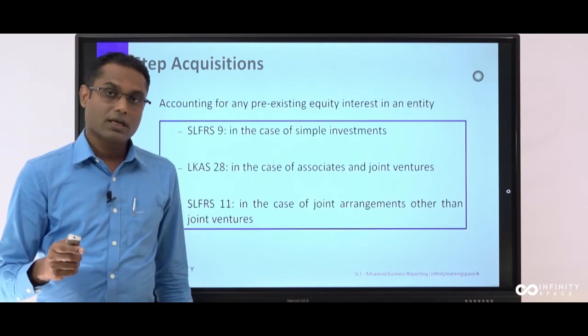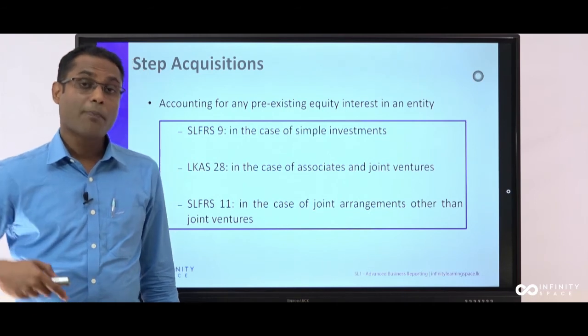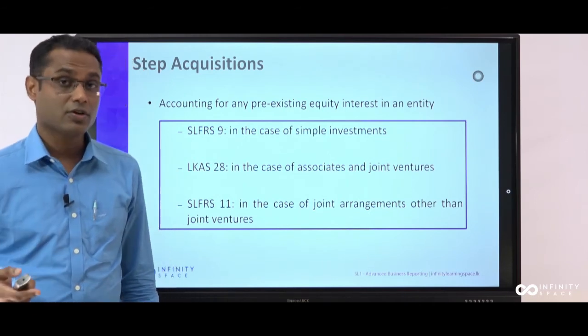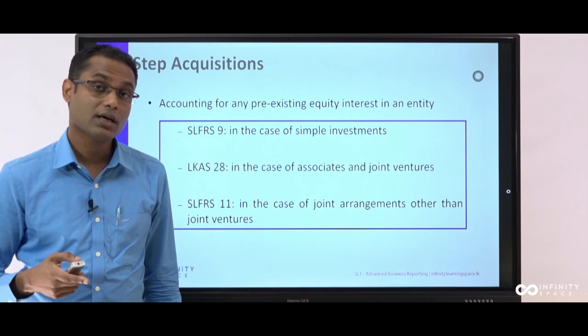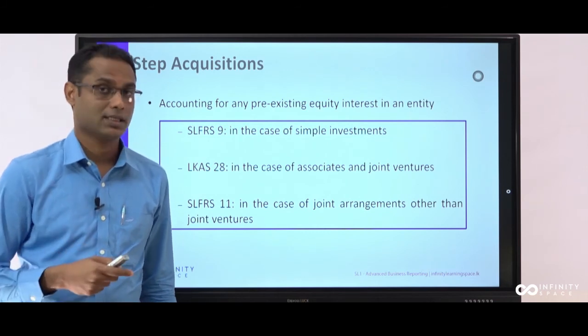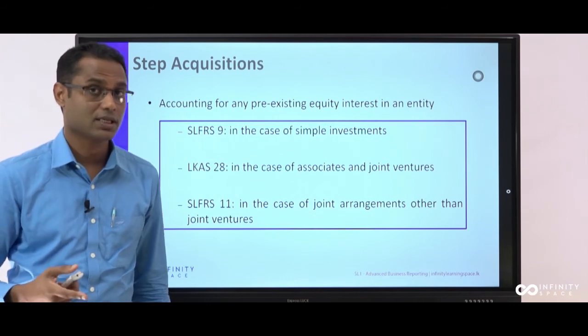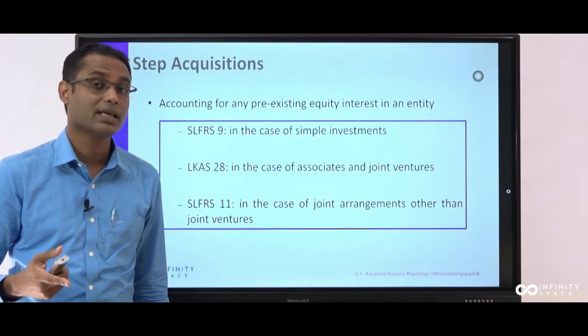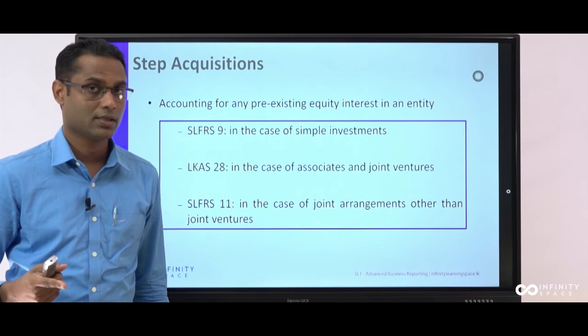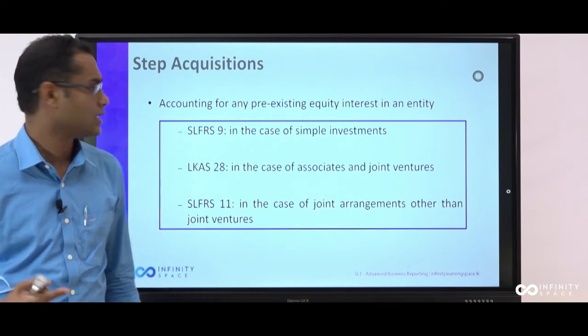Now the next question is, up until you achieve the control, how are we going to account for the previously held equity interest? In my example, the investor had 25% previously held equity interest. How are you going to account for that? So you apply the relevant standard, that's it.